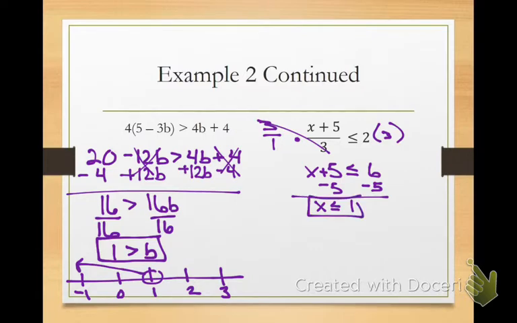Okay, and timeline: 1, 0, negative 1, 2, and 3. All right, and open or closed dot on the 1? Closed. And arrow going left or right? To the left. Very good.